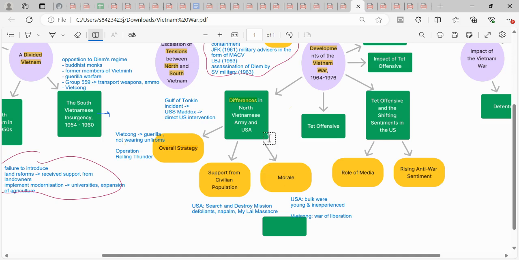Okay, so this brings us to the Tet Offensive. The Tet Offensive was a turning point. Tet was a New Year holiday, and during this holiday, the Viet Cong fighters attacked over 100 cities using the Ho Chi Minh Trail, involving 80,000 Viet Cong and North Vietnamese Army troops. Bitter fighting in the city of Hue. Costly for the communists. Militarily, they were defeated.